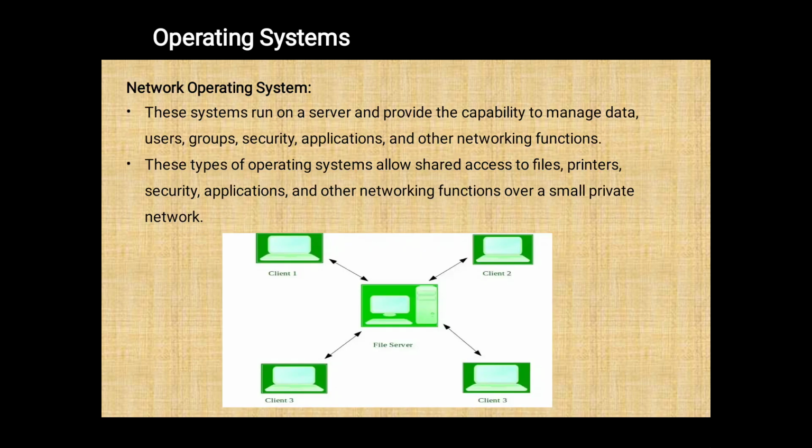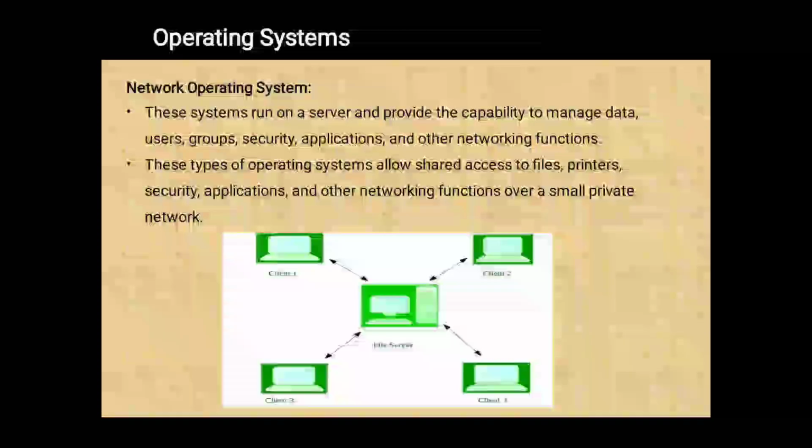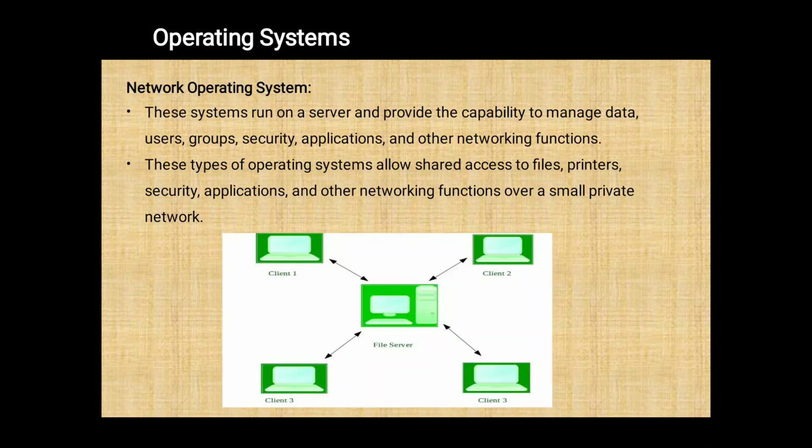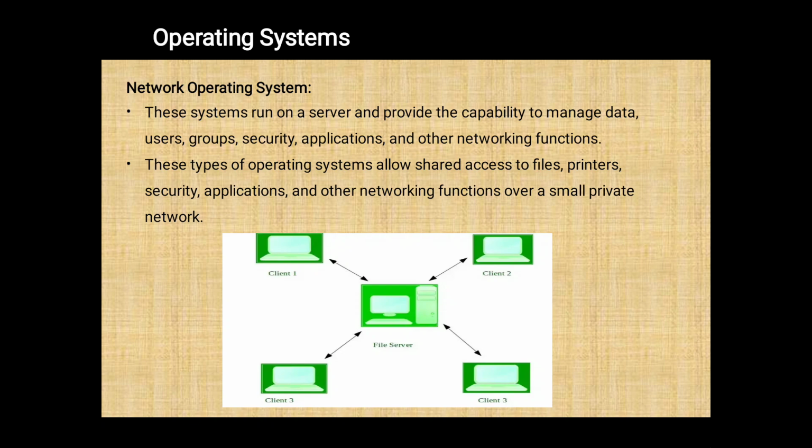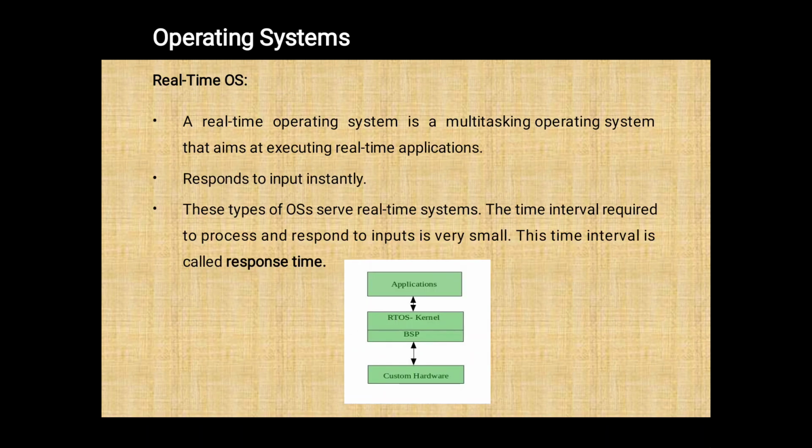Moving on to the seventh type of operating system, the network operating system. This system runs on a server and provides the capability to manage data, user groups, security, applications and other networking functions. This type of OS allows shared access to files, printers, security, applications and other networking functions over a small private network. Here in this diagram, one single file server is distributing files to different clients through a network. This is called a network operating system.